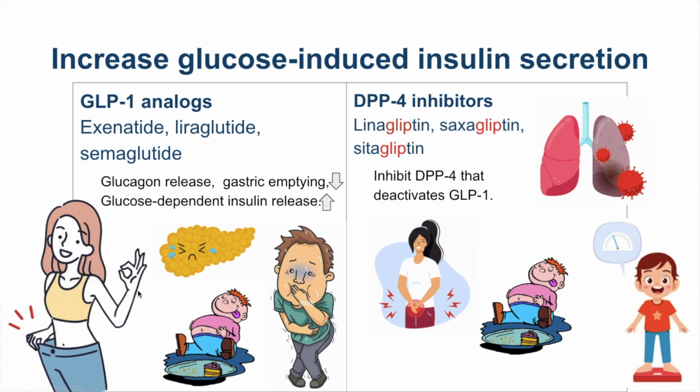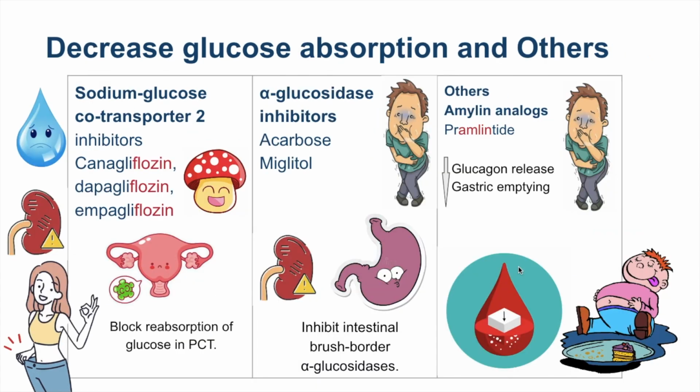And DPP-4 inhibitors inhibit the enzyme DPP-4 that deactivates GLP-1, and subsequently decrease glucagon release, decrease gastric emptying, and increase glucose-dependent insulin release. DPP-4 inhibitors can cause respiratory and urinary infections. These drugs are weight neutral, and again, as the previous one, it increases satiety because it decreases gastric emptying, which is often desired too. The next drug group decreases glucose absorption.